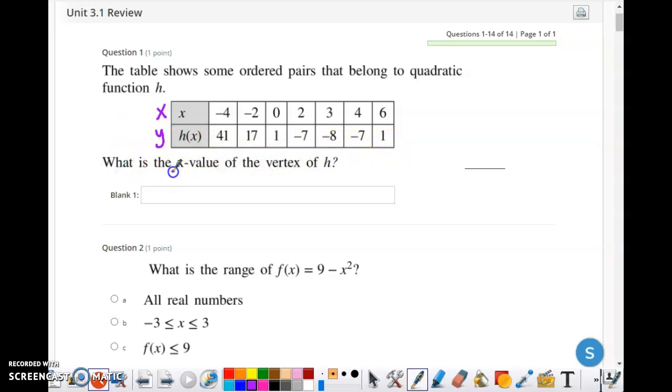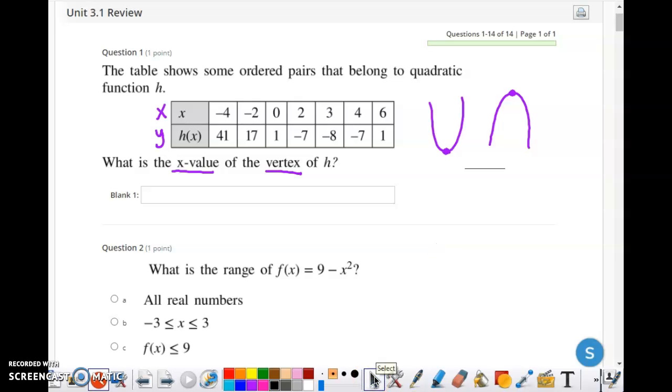And then it says, what is the x value of the vertex of h? Now remember, vertex is the minimum or the maximum of a quadratic. So we're going to be looking for that. And I'll show you in a little bit how you can tell on the table, but we can put this table in Desmos.